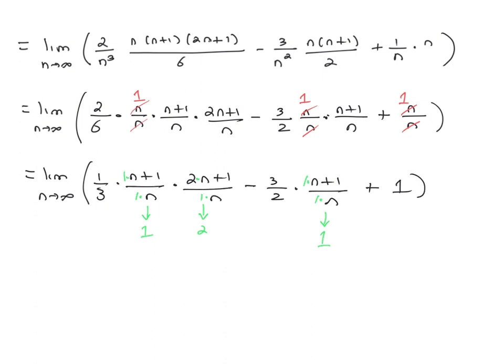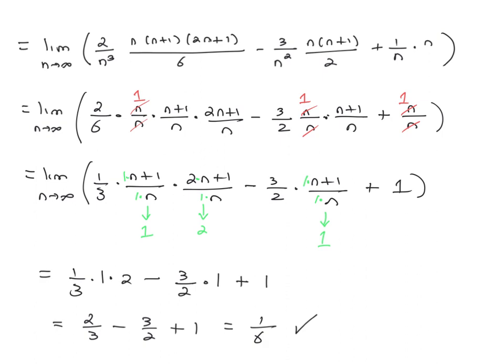You can actually just write the answer down at this point. This is going to be 1/3 times 1 times 2 minus 3 halves times 1 plus 1. So that's 2/3 minus 3 halves plus 1. And when simplified, this gives us a value of 1 over 6, and that's the value of the definite integral.